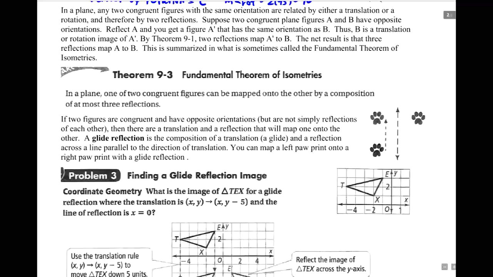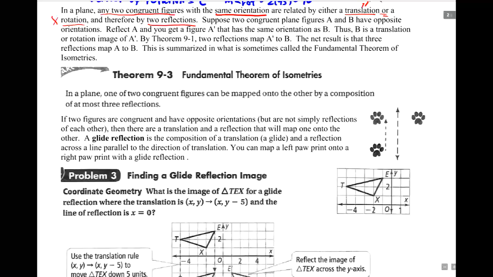All right, we have a lot of words coming up here. Let's see if we can figure out what they all mean. In a plane, any two congruent figures with the same orientation, that means not a flip. It means we've either slid them or rotated them somewhere. So any two congruent figures with the same orientation are related by either a translation or a rotation. Therefore, by 2 reflections. Right? We can make a translation reflecting across 2 parallel lines, and rotation is a reflection across 2 intersecting lines.